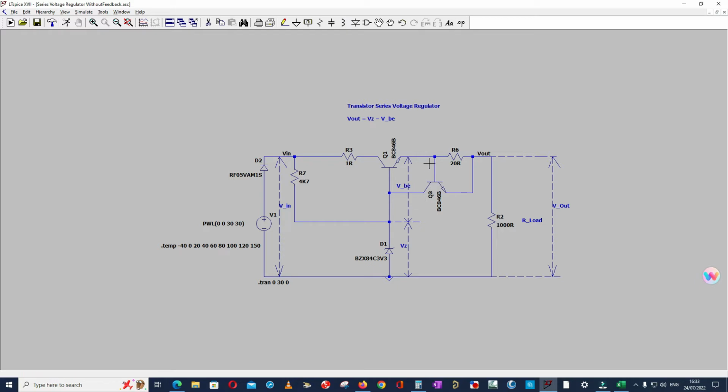Then here R6 and Q3 are in combination, and this Q3 and R6 are used for overcurrent protection, or in case of a short circuit across the output load, then this circuit is activated. This combination of R6 and Q3 gets activated as soon as there is a voltage of around 0.7 to 0.9 volt across the base emitter of Q3.